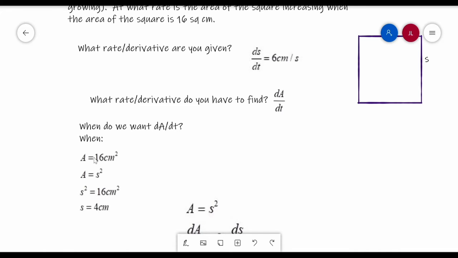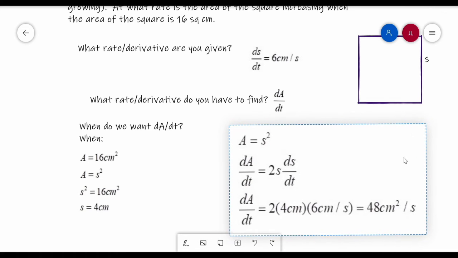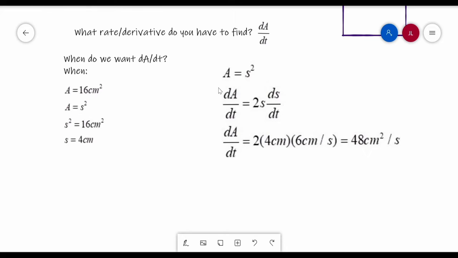Now, at this moment, we might not be prompted to figure out what the side is when the area is 16 square centimeters. But as soon as we start finding the derivative, we're going to realize that's what we need. So, here's our equation. Here's the important equation that relates the variable whose derivative we have with the variable whose derivative we have to find.